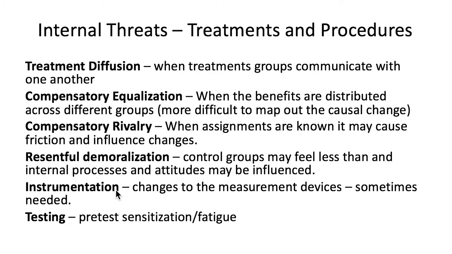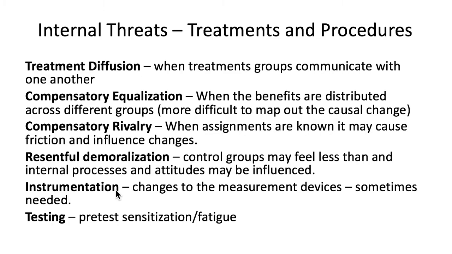Other things that happen when groups can communicate are compensatory equalization. This is when benefits are distributed across different groups. It's harder to isolate the agent of causal change. You have also compensatory rivalry. If one group thinks that they're getting something that the other group is not, they may become heated and antagonistic.